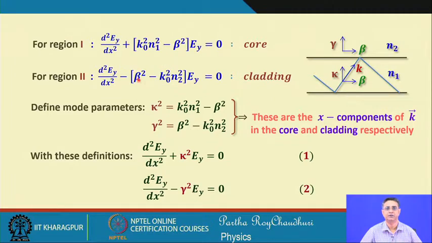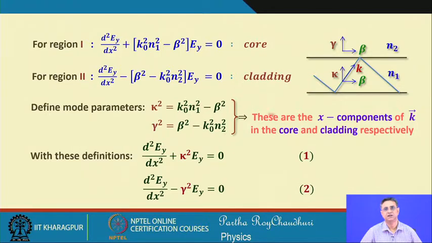So, to make it positive, beta square minus k 0 square n 1 n 2 square, this quantity will be positive, which is the transverse component of the propagation constant in the cladding, and we call this quantity gamma square. So, I write this equation for the cladding like this. Then we define the mode parameters.